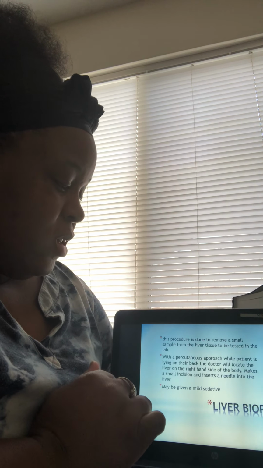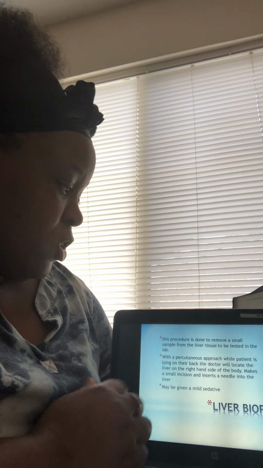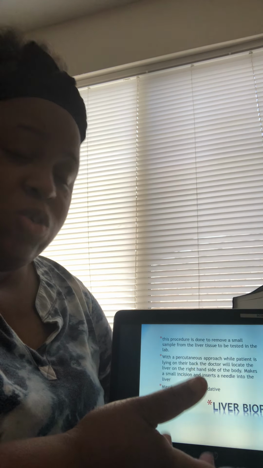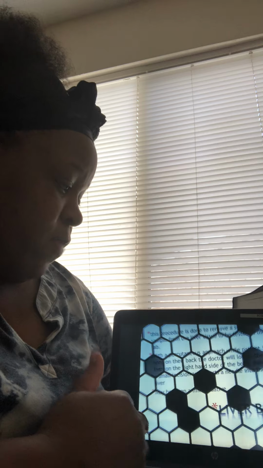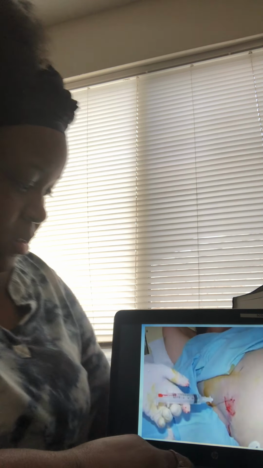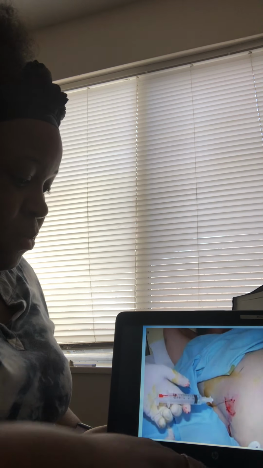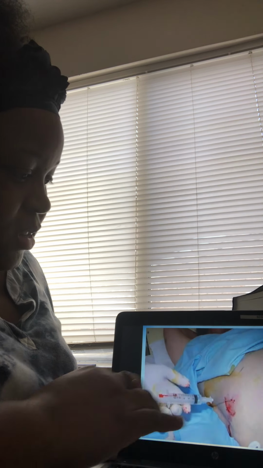And the last thing that we'll be talking about is a liver biopsy, which is a procedure that is done by removing a small sample of tissue from the liver to be tested in the lab, just to find any type of findings. And that is a picture of a percutaneous biopsy, but we're going to go back to the previous slide.